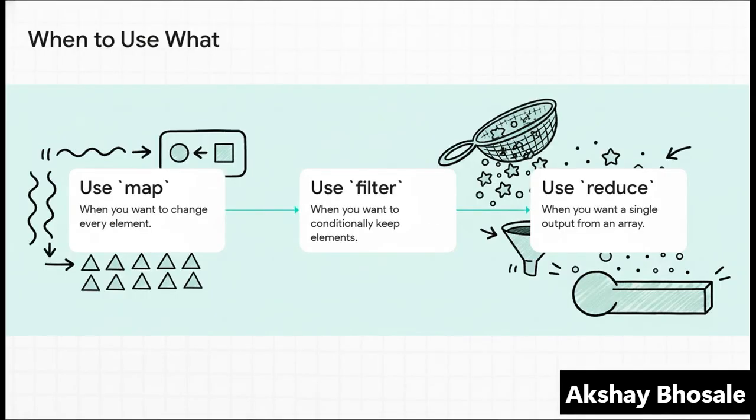Let's turn this into a quick decision-making process. Just ask yourself, am I transforming every element into something new? Use map. Am I selecting a subset of elements based on some kind of test? Use filter. Or am I combining all the elements into a single final value? Well, that's a job for reduce.